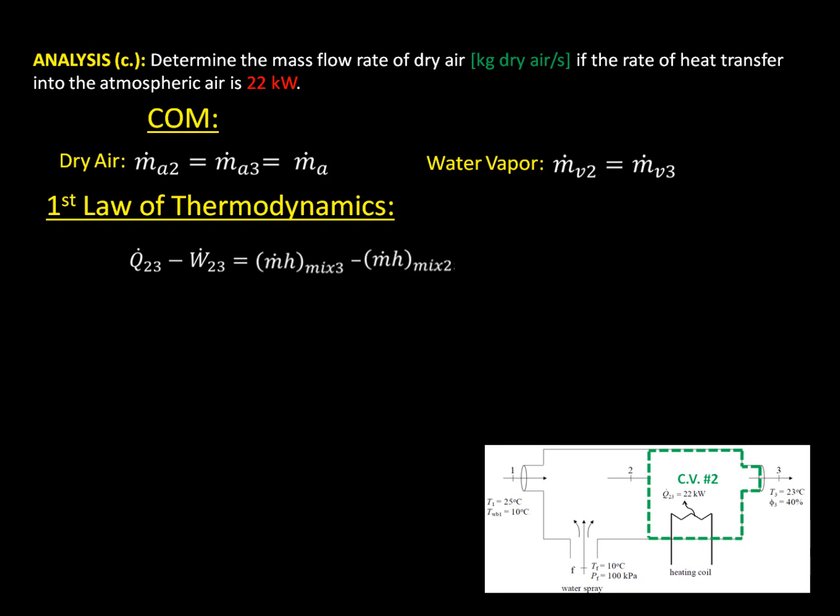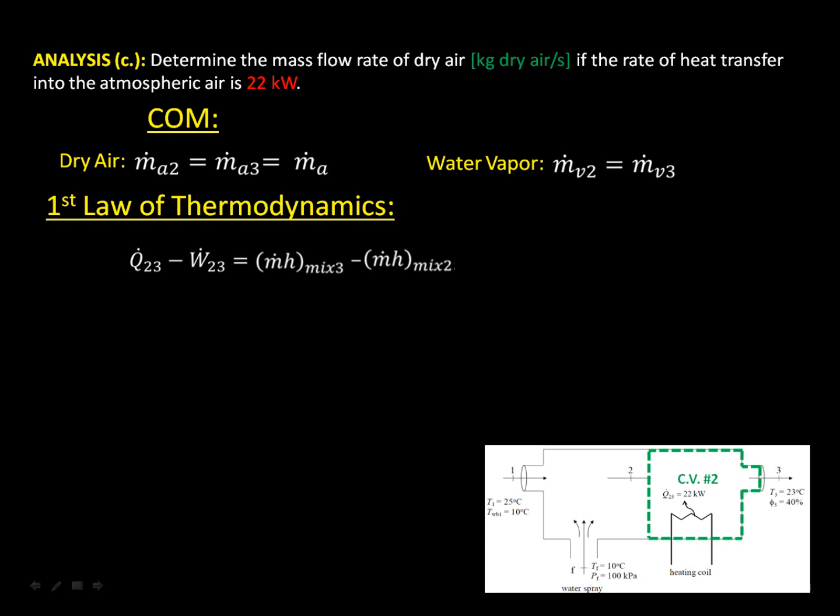Because we neglected kinetic and potential energy, we said that the rate of heat transfer from 2 to 3 minus the power from 2 to 3, or the rate of work from 2 to 3, is equal to the mass flow rate of the mixture times the enthalpy of the mixture at 3, that's our exit, minus the inlet mass flow rate times the enthalpy of the mixture at 2. Now, when we defined our mixture enthalpy that we find on the psychrometric chart, that relationship is going to come into play here for a minute.